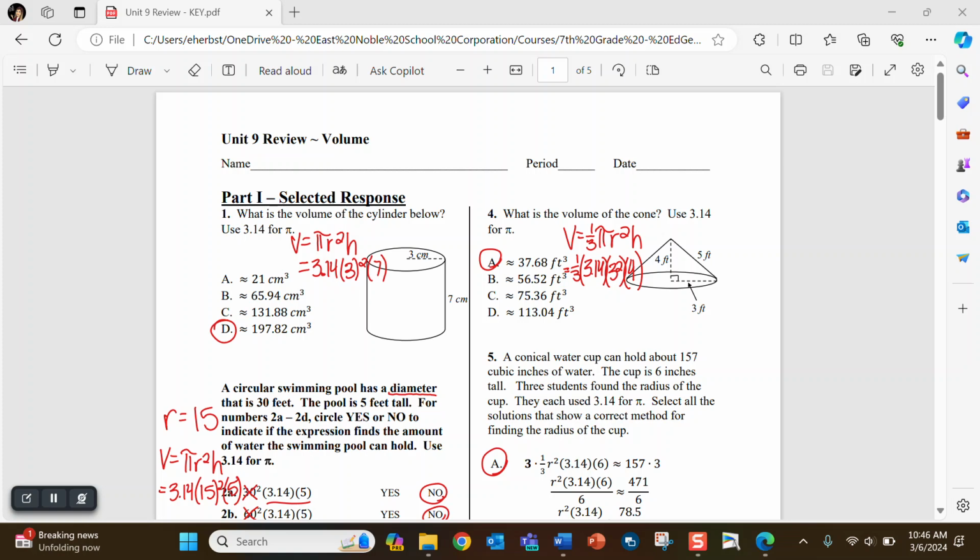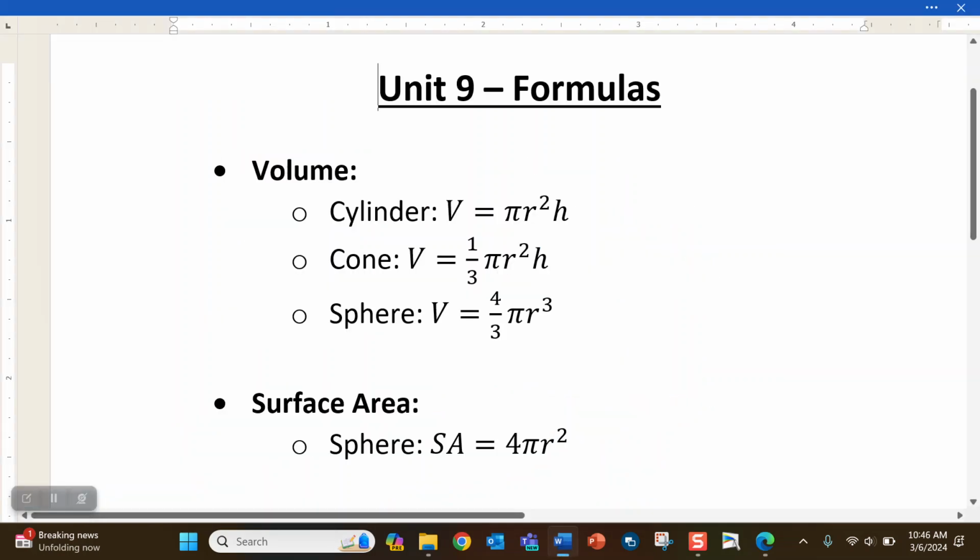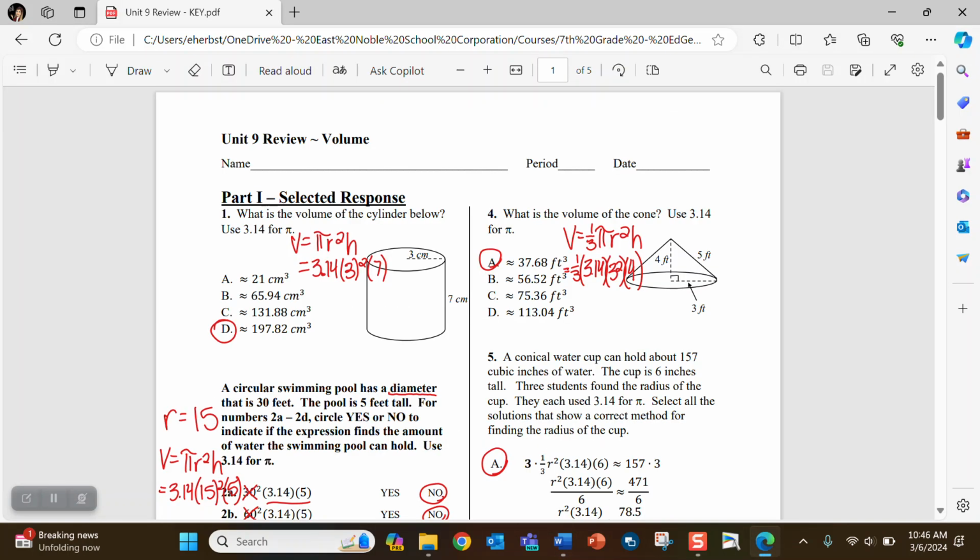Also, I want to show you real quick before I get started going through this, the formula sheet that you will be given tomorrow will look like this. It will have the 3 formulas for volume and also the formula for surface area. As we go through the review, you will see my work in red, answers circled.